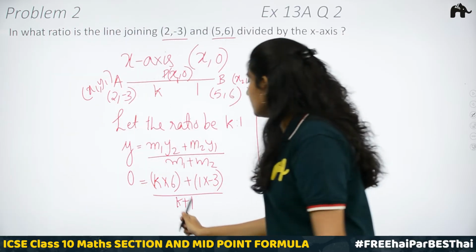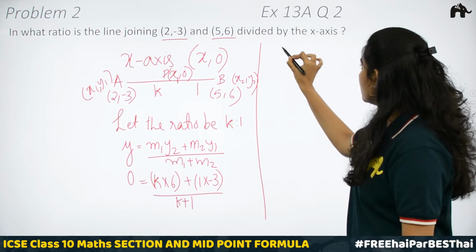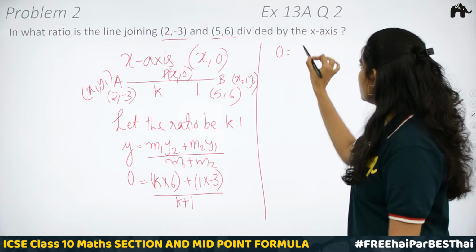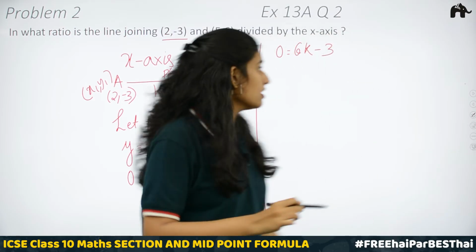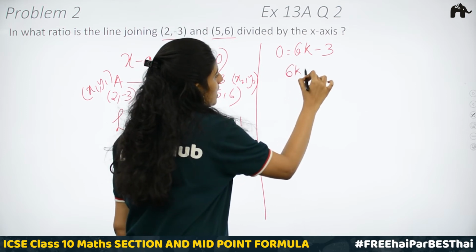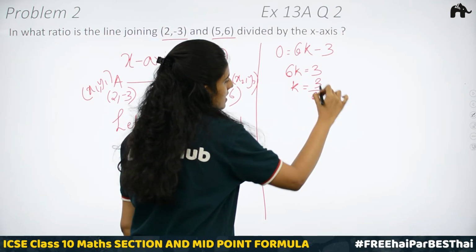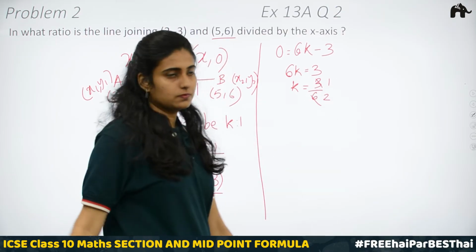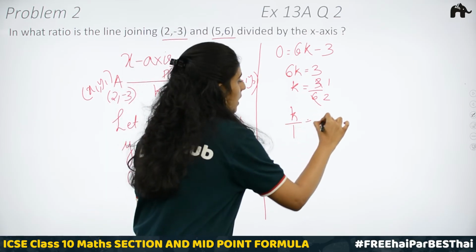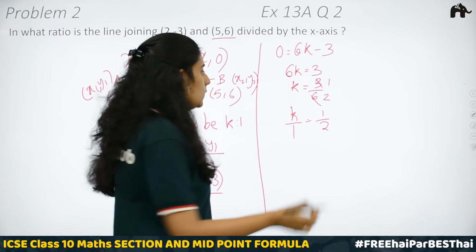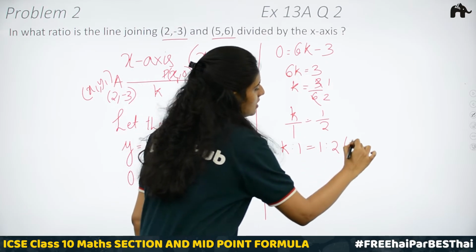When this k plus 1 is taken to the opposite side, 0 into k plus 1 becomes 0. 0 is equal to k into 6, 6k minus 3. Or we can write 6k is equal to 3, which means k is equal to 3 by 6. 3 by 6 is 1 by 2. Then what is the k by 1 ratio? K is to 1 will be 1 by 2 divided by 1, which is 1 by 2. From which we can write k is to 1 is equal to 1 is to 2. This is the required ratio.